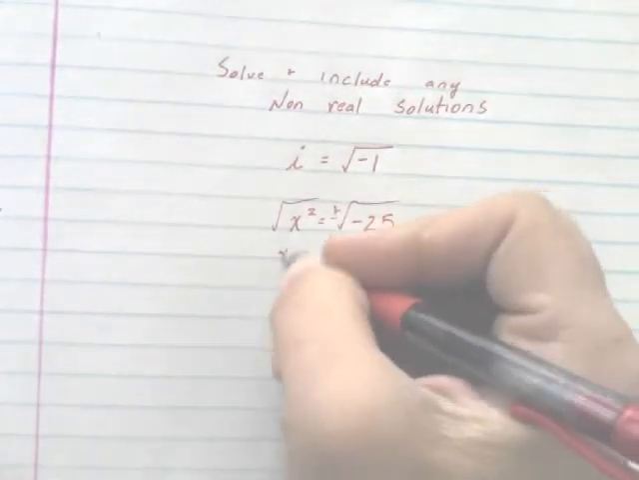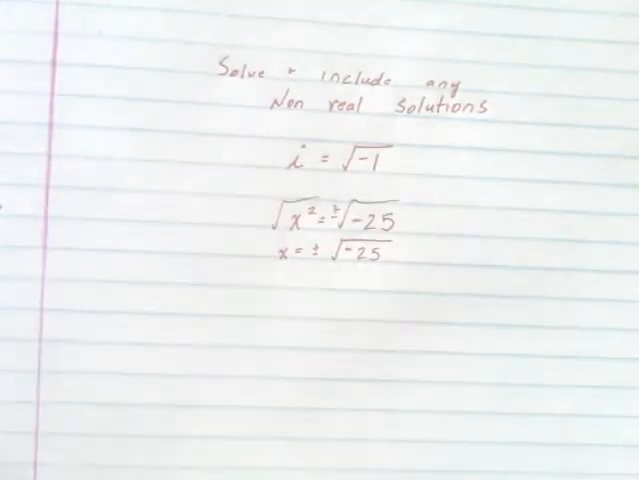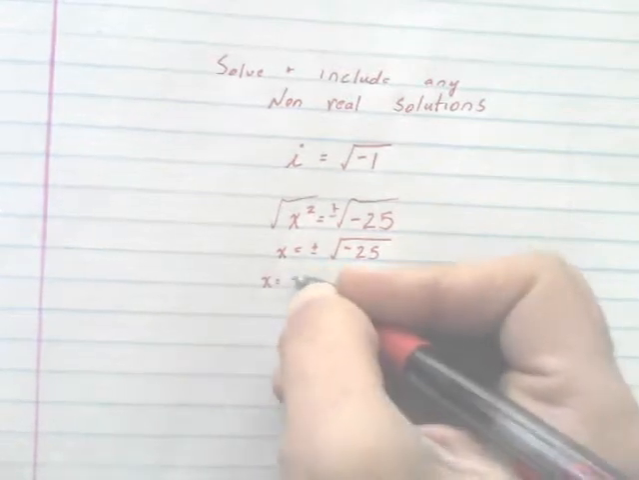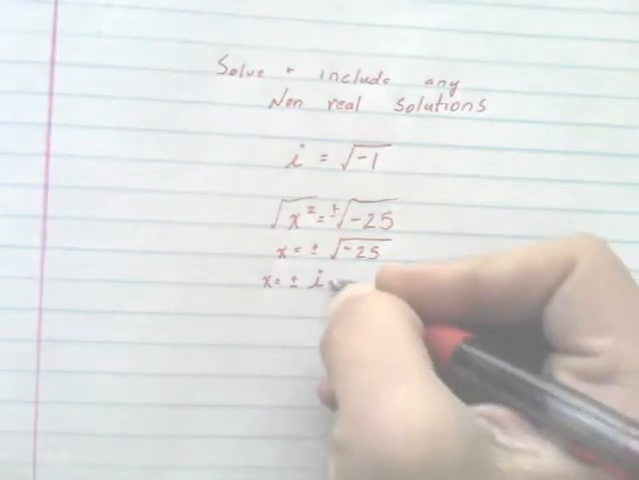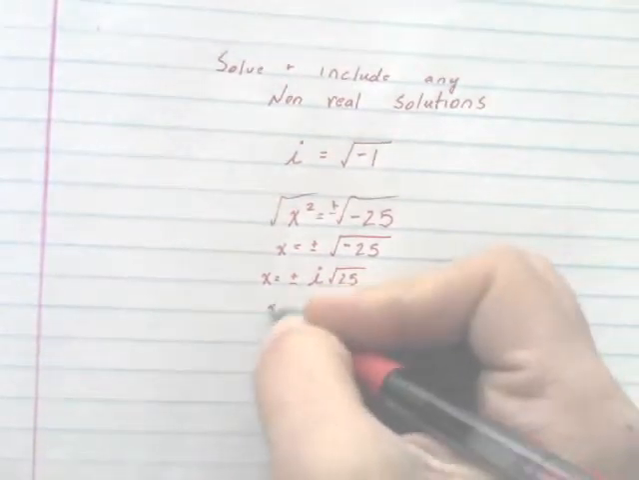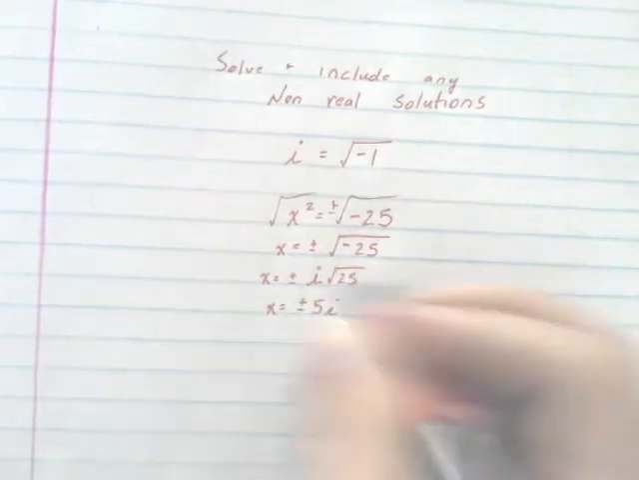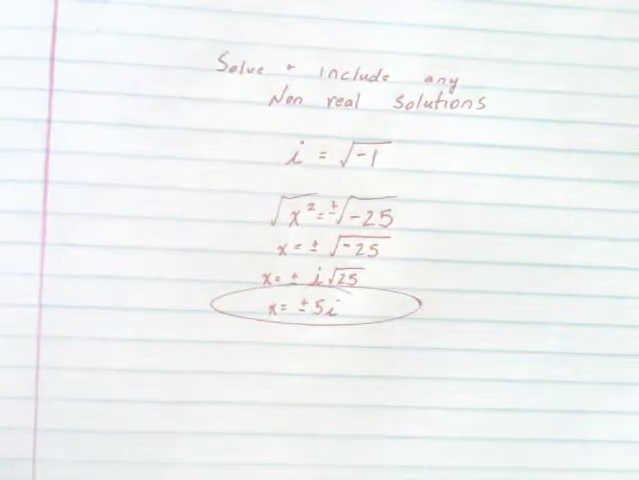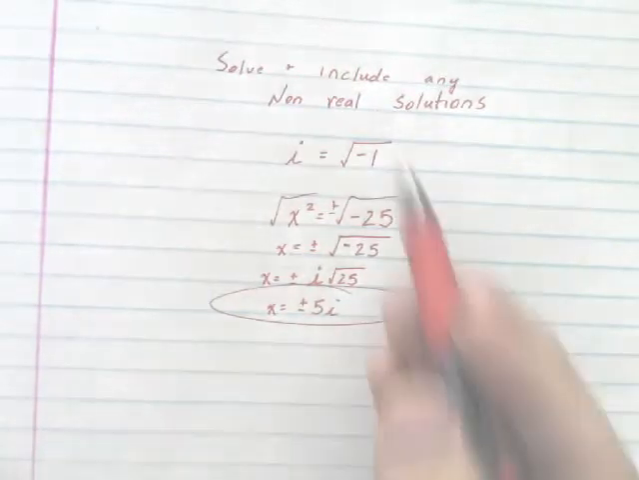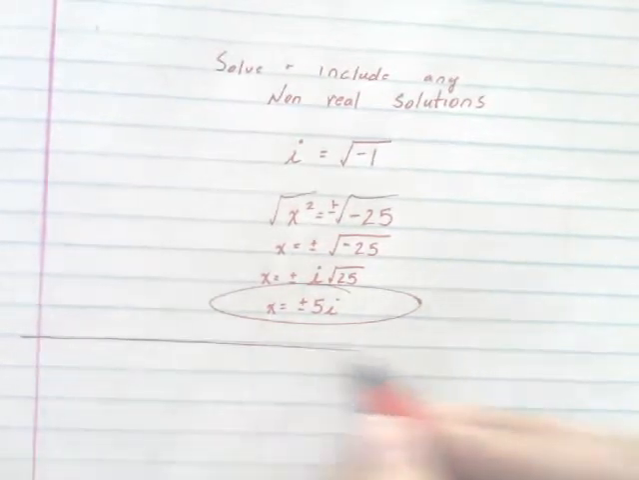But now what we can actually do is write x equals plus or minus the square root of -25. We could write x equals plus or minus i times the square root of 25. So that gets rid of that negative. And then we know that the square root of 25 is just 5. So rather than just saying NRS, now we can write x equals positive or negative 5i. So that would be a solution that is not real. That would be in its simplest form, and that would be what I would expect there.